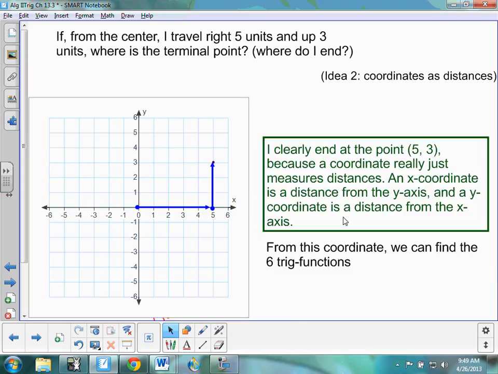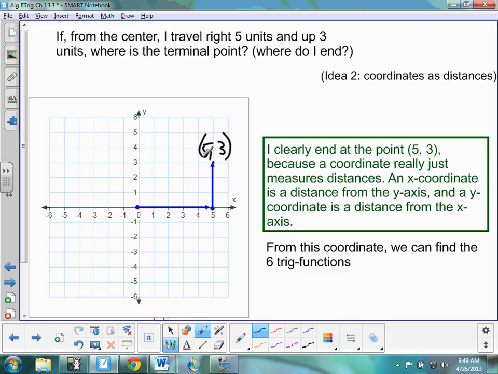It's the point 5,3, and the point I'm trying to make is an x-coordinate is telling you distance from the y-axis, and a y-coordinate is telling you distance from the x-axis. This has a space of 5 going left to right. This has a space of 3 going up and down.